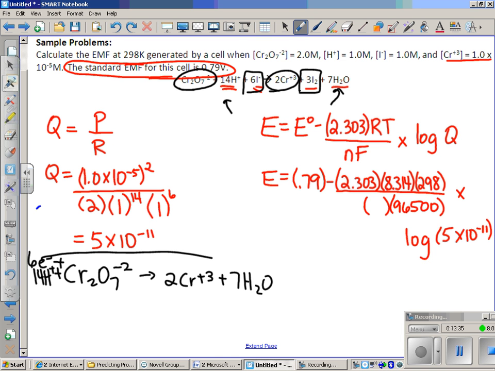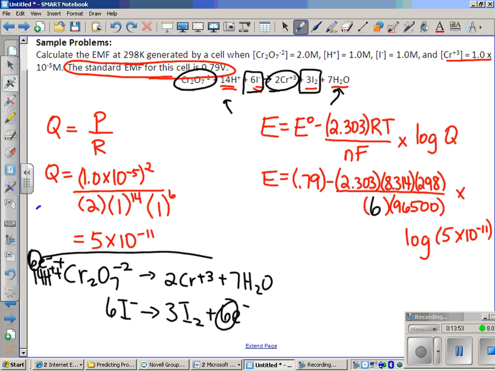And then for iodine, they had 6I- yields 3I2. So nothing else needs to be fixed on that one. But I have a minus 6 on the reactant side, so there must have been 6 electrons on this side. So again, 6. You really only had to do 1, I guess. But 6 electrons is your number.